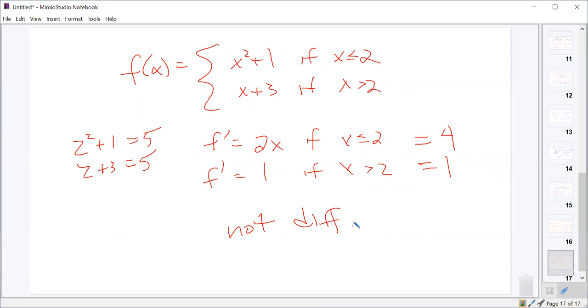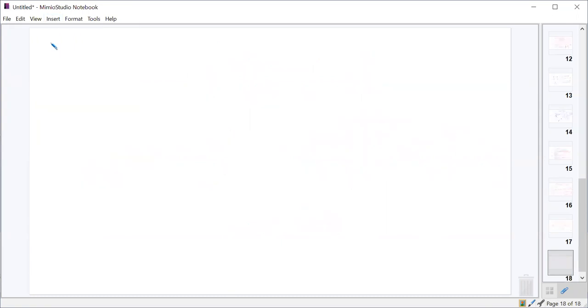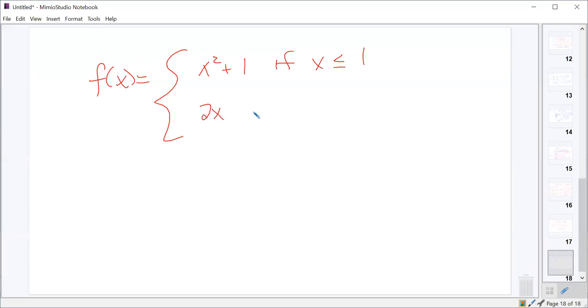Cool, thank you. And so sometimes they will try to trick you into something like this. They'll say f of x equals x squared plus 4 if x is less than or equal to 1, and then 2x if x is greater than 1.